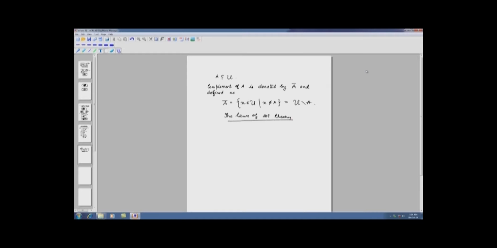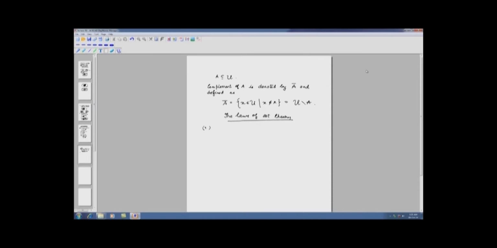I will note down several laws here, many of them are quite intuitive and extremely clear. So, I will not give the proofs in general, but I will give sketches of proofs as we go on describing these laws. Only one or two laws we will check in detail. Now, the first one says that (A complement) complement is equal to A. This is called the law of double complement.